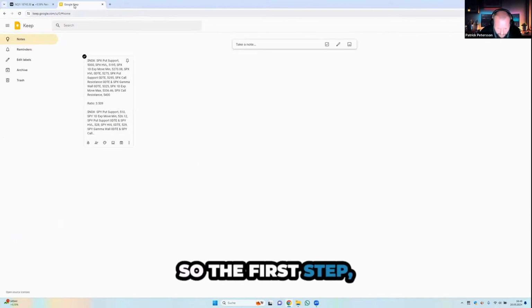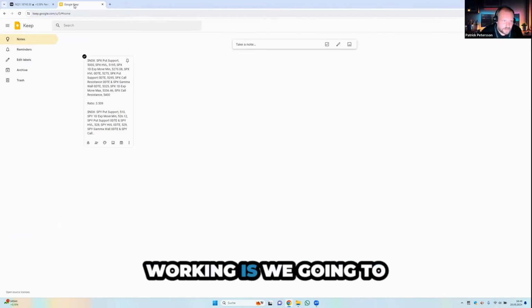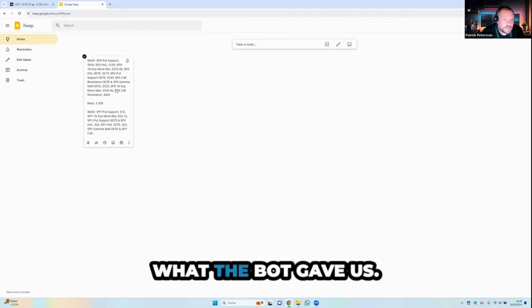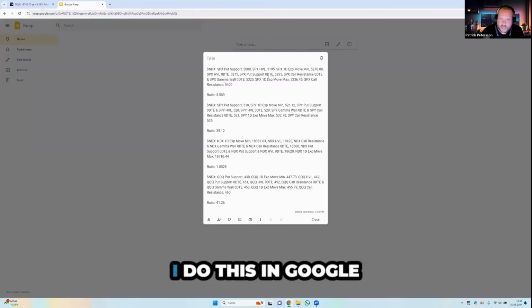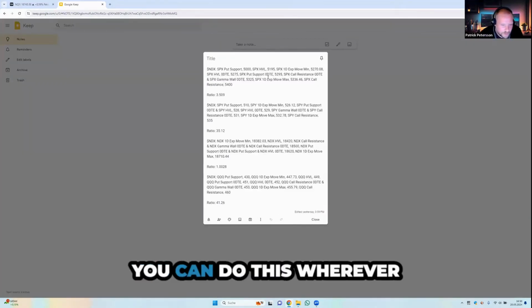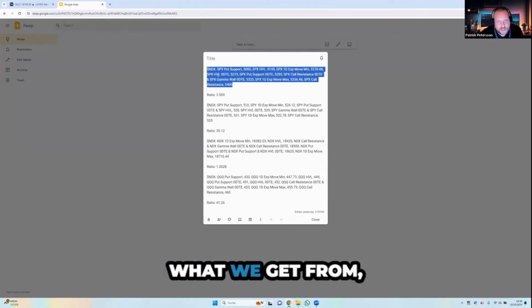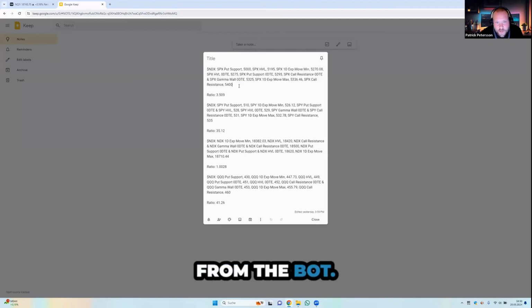So the first step in how the blind spot works is we go to our Discord. We look for our levels that the bot gives us, and then I copy paste everything. I do this in Google Keep. You can do this wherever you want, and this is the NDX code that we get from the bot. What I'm doing is, here's the NDX, I add NDX, NDX, NDX on all levels.